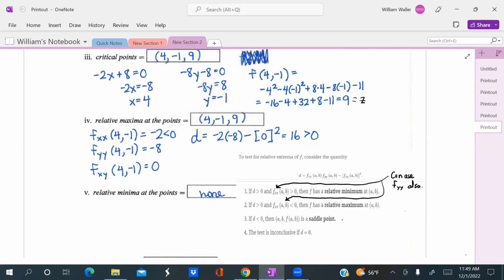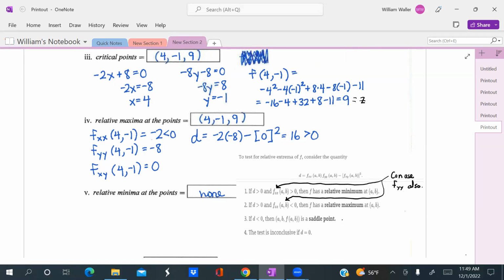Take that product and then subtract off the square of the mixed partial derivative, also evaluated at your critical point, in this case, x equals 4 and y equals -1, right? And then you're going to use that value in this recipe to determine if you have a relative maximum or a relative minimum, or possibly a saddle point, or maybe the test is inconclusive. Sometimes the test fails if this value for D turns out to be 0.